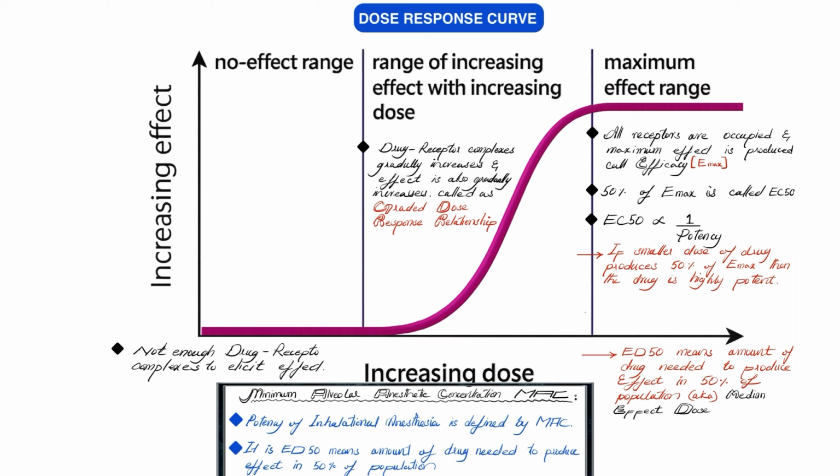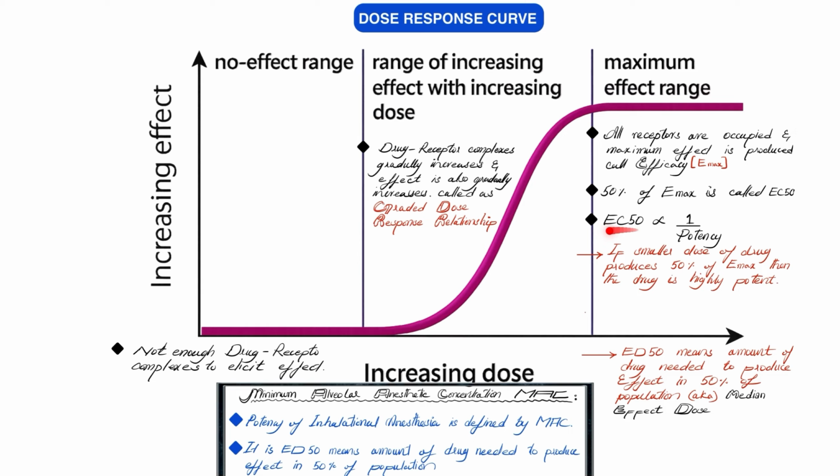So drug receptor complexes gradually increase, and the effect also gradually increases, and this is called the graded dose response relationship. Now, a point comes when you increase the dose and there is no increase in the effect. Why? All receptors are occupied and maximum effect is produced, and this is called efficacy or Emax. Now, 50% of the Emax, 50% of the maximum effect, is called EC50.